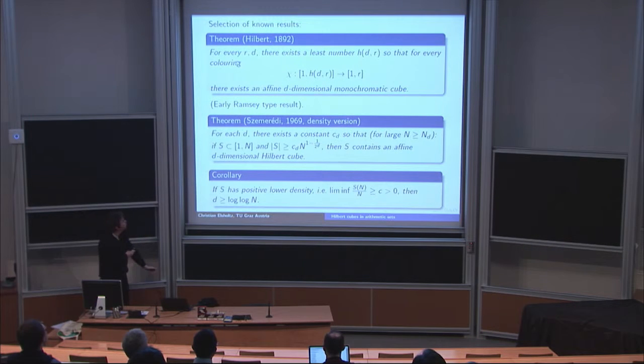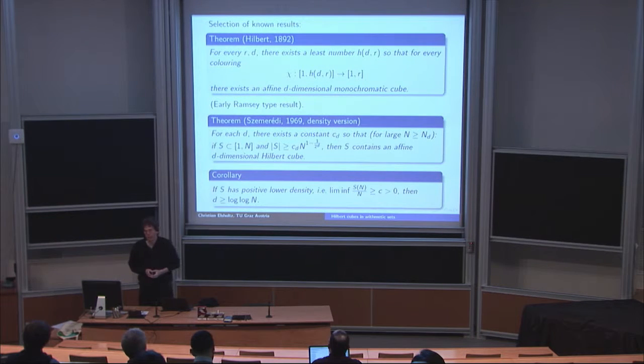So a few words about the history. Well, Hilbert, in a paper on polynomials, had a more combinatorial lemma. It was one of the very early Ramsey-type results. So if you have two parameters, R, think of it as the number of colors, and d, the dimension of the cube you want, there is a finite H, depending on d and R, so that if you color the interval from 1 to this H with these R colors, then in one of the colors you find a d-dimensional Hilbert cube.